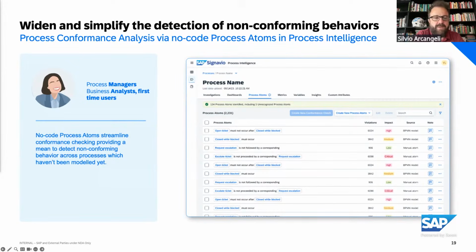What are process atoms? They are process behaviors like the ones that you can see depicted in this screenshot, like activity A should occur before activity B, right? Or this kind of step should be performed if the data contains a certain type, and so on and so forth, right? So they are small facts, small behaviors about a process that we can use as nuggets of knowledge, so as building blocks for process knowledge.